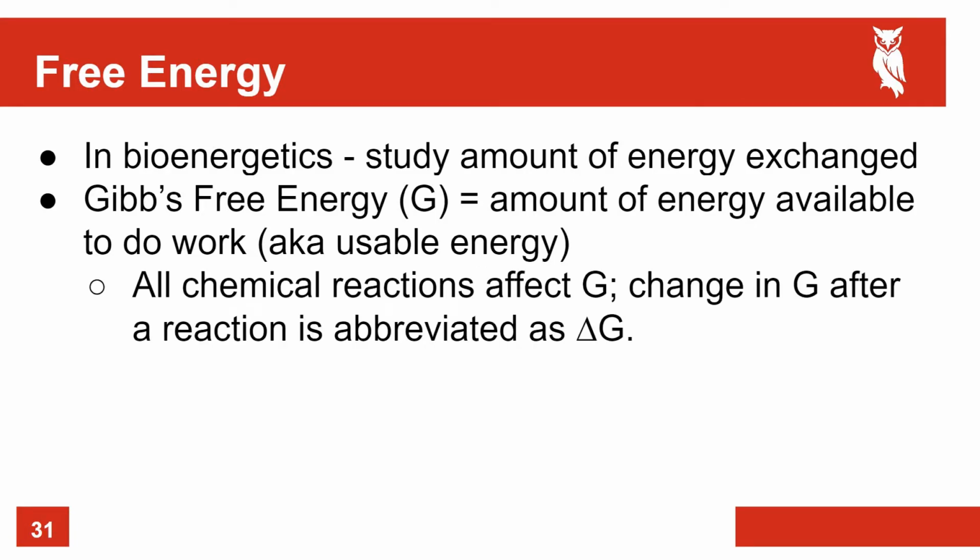All chemical reactions affect G, that free energy, which is signified as G. So a change in G after a reaction is abbreviated as delta G. That triangle means change. If you are taking physics, when you see that triangle, that means change. If it's delta V, it's change in velocity. This is delta G, the change in free energy. Here's the formula: delta G equals delta H minus T delta S.